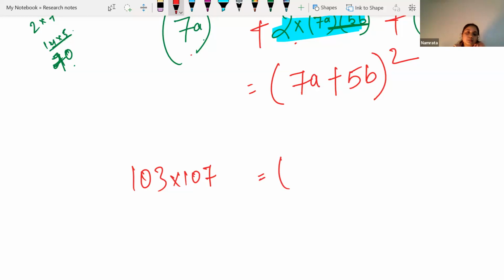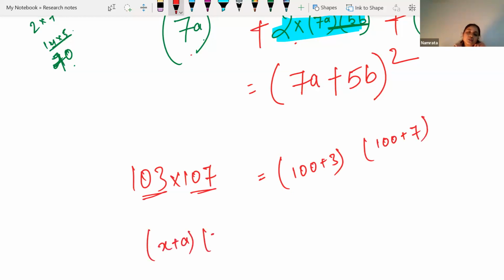Can I say this will be, the first one can be written as, if we write the first one as 100 plus 3, and the second one we can write as 100 plus 7. Is there any identity which is related to (x plus a) into (x plus b) is equal to x square plus (a plus b)x plus a into b?